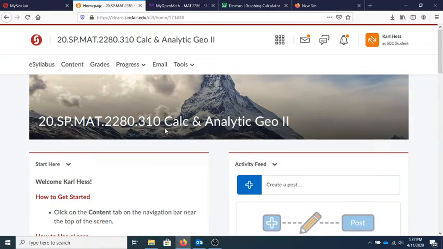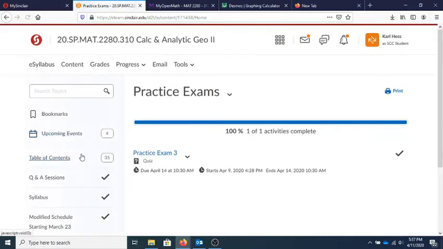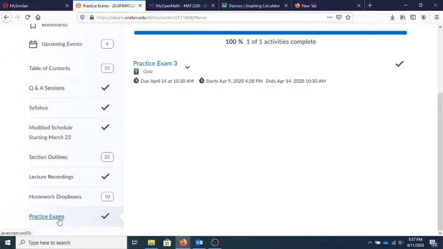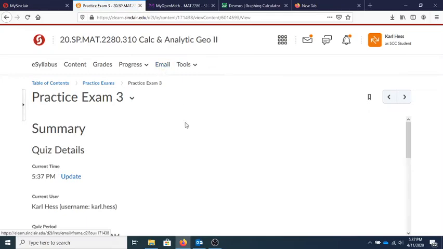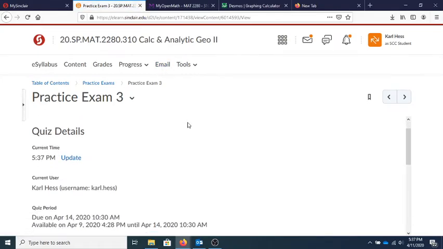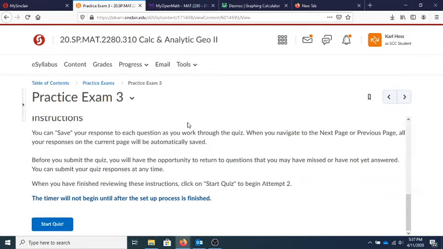Alright, so here we are in eLearn. I've put it in student mode, so hopefully everything is looking the same here as it would look for you. I'm going to click on Content, and then scrolling down I'll see Practice Exams, and I'll click on Practice Exam 3. Alright, and then I have to scroll down to the bottom of the screen.